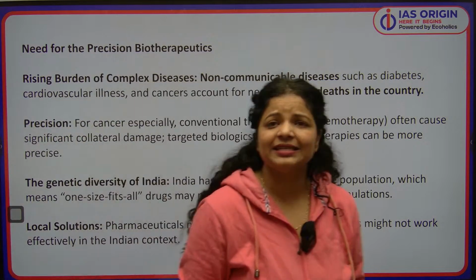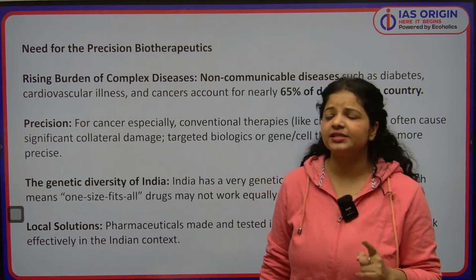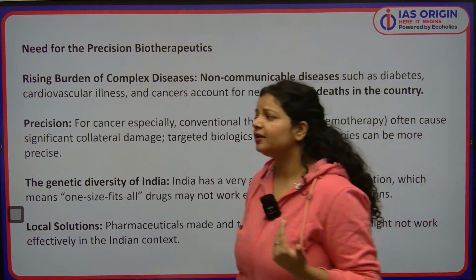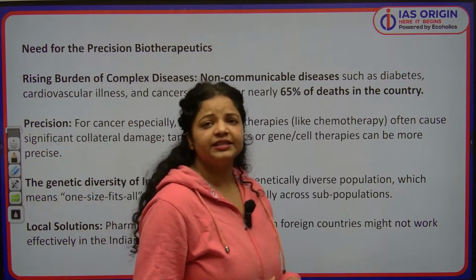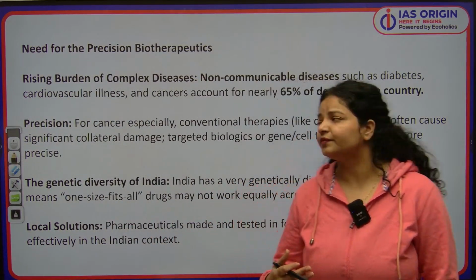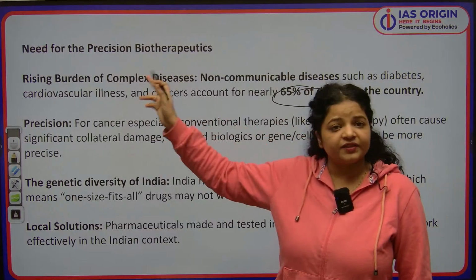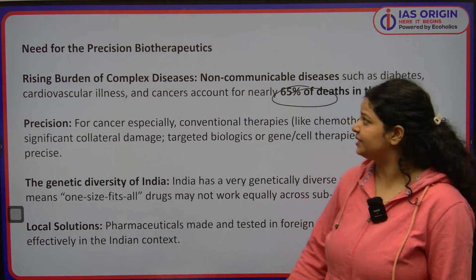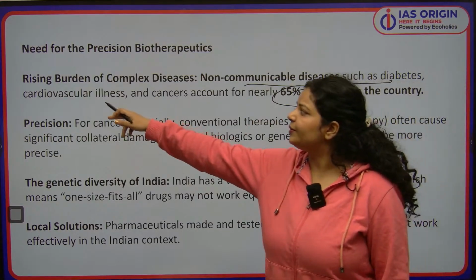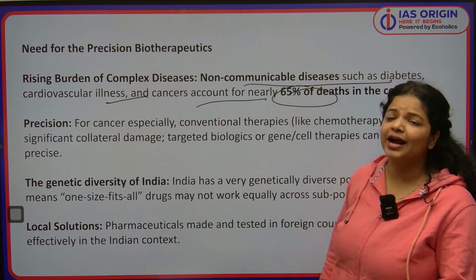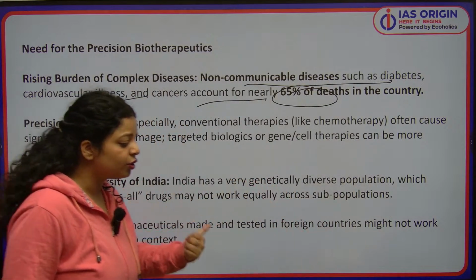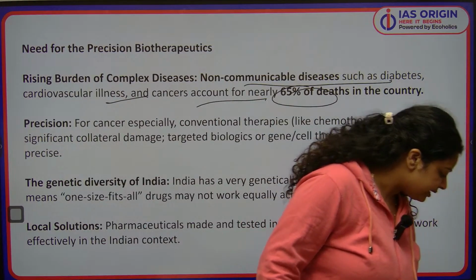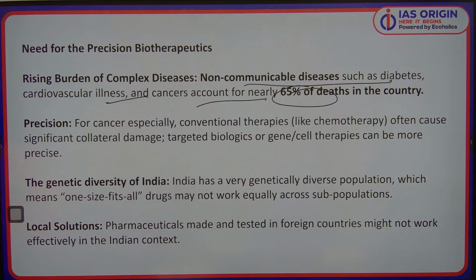Now, why is there a need for such technology? As we discussed in the very starting, different kinds of diseases are growing in the country, because of which the medical system is facing the burden of disease, because on average 65% of the deaths in the country are because of non-communicable diseases. Non-communicable diseases such as diabetes, cardiovascular illness and cancer account for nearly 65% of the deaths. So this kind of precision technology will definitely help individuals to overcome such diseases in the country.